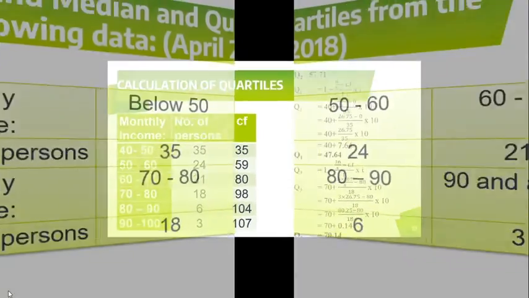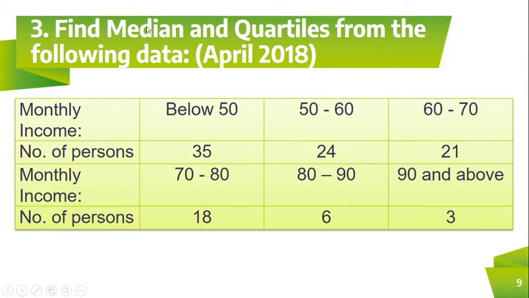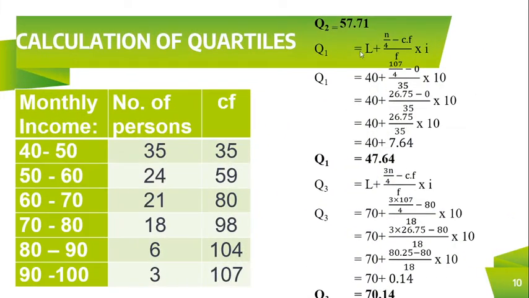And our question asked us to find out the median and quartiles. And our Q2 is nothing but our median. Median is the middlemost value. So to find the middlemost value, we will be doing n plus 1 by 2th item. So first, before going on to the median, we will finish our quartiles.